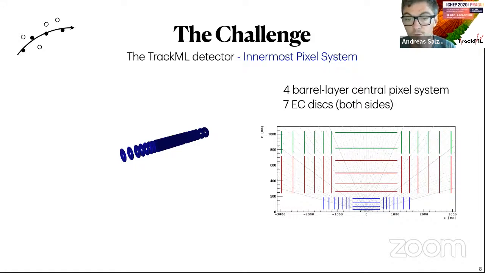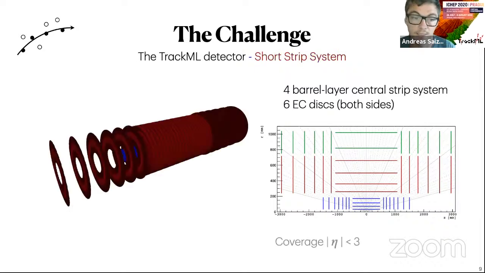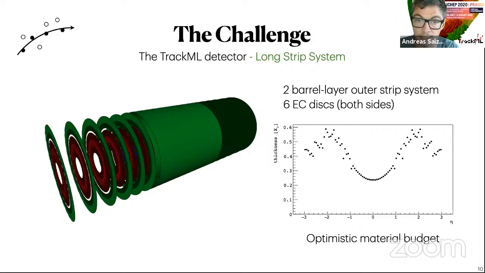I'll walk you very quickly through a classical collision experiment detector: four pixel barrel layers centrally with disks at the end, then enclosed by a short strip system that defined the coverage to some eta coverage of 3. We did not expand to eta 4 as the phase 2 detectors will go, because we wanted to compare to, let's say, our known best algorithms, and then followed or finalized by a long strip detector. All in all, such that we had some realistic but optimistic material budget.